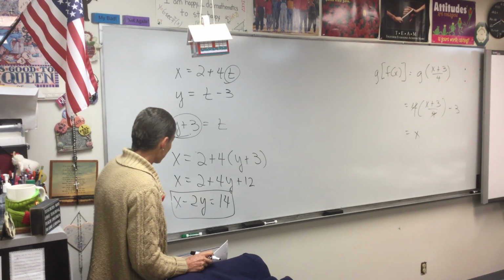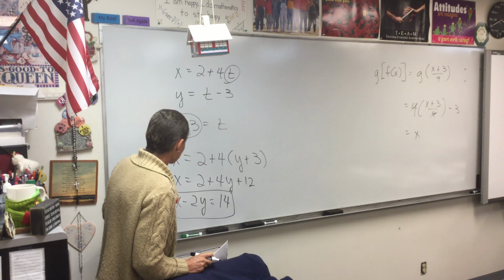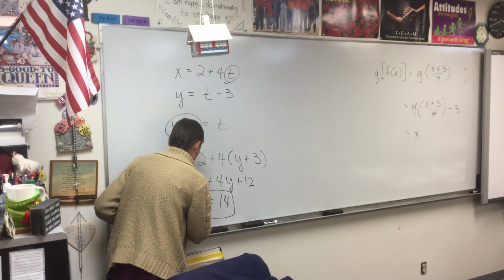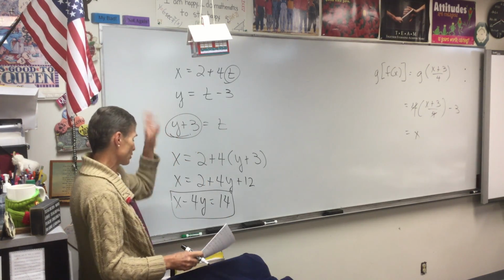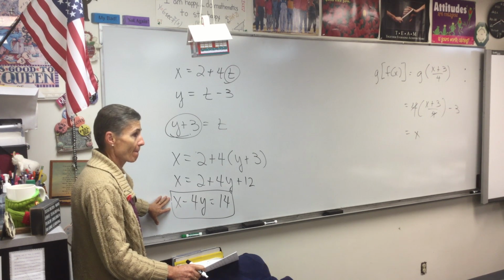Why did it go from 4y to what? It went from 2 plus 4y to x minus 2y. Oh, it should be 4. Sorry. You're right, that should be a 4. Yeah, just magically change numbers. Yeah. Thank you.